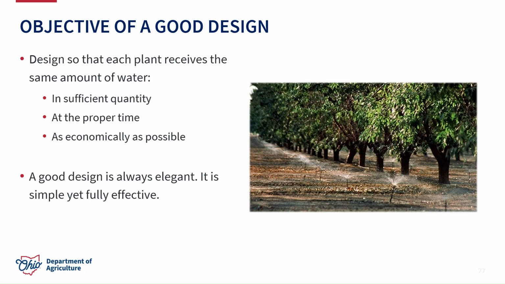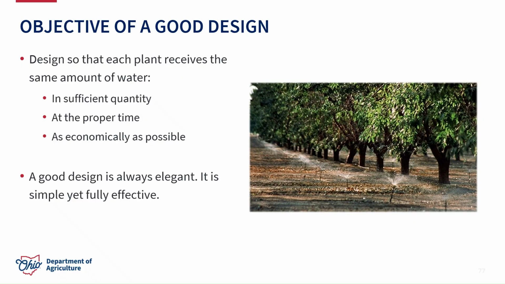So for a micro irrigation system, we want to make sure that we're designing a system that each plant receives the same amount of water, right? We have that good emission uniformity and we want that water to be in sufficient quantity. At the worst time of the year, can we provide enough water? And we want to make sure that it's doing that at the proper time. We're not irrigating for more than 22 hours per day. We're meeting the practice standard.